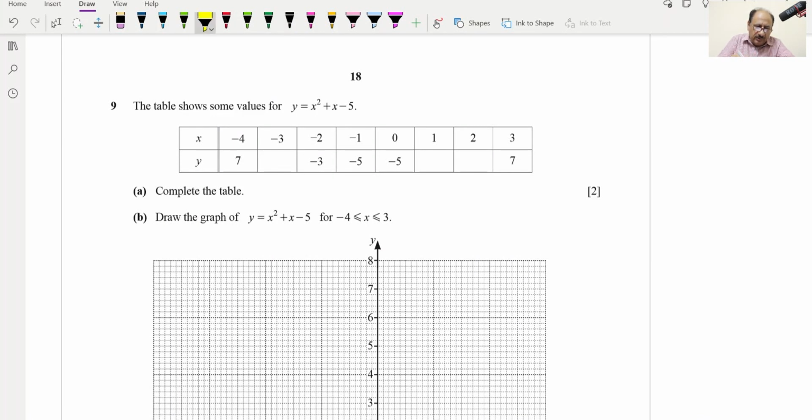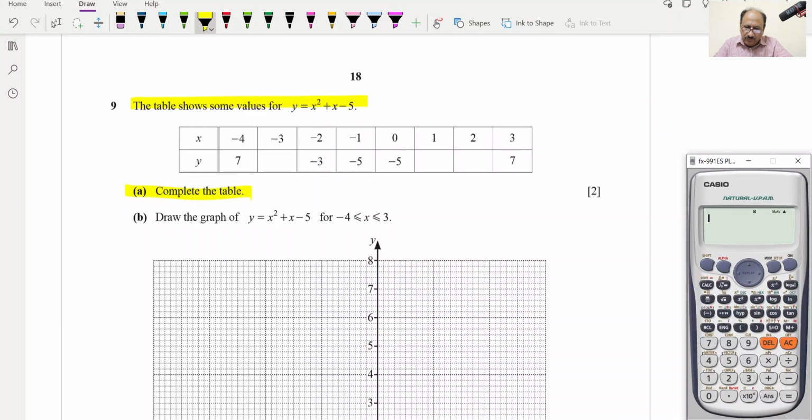Now question number nine says the table shows some values for y equals x squared plus x minus 5, and for a part, we have to complete the table of values. For completion of the table of values, we will type the equation in the calculator. So alpha this x, so x squared plus again x and minus 5. This is our equation.